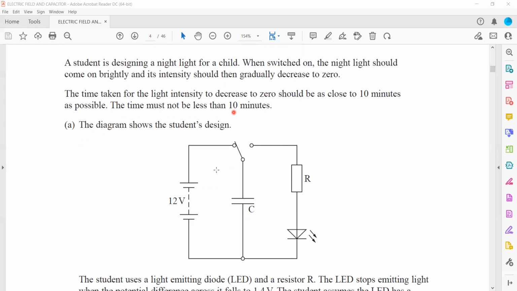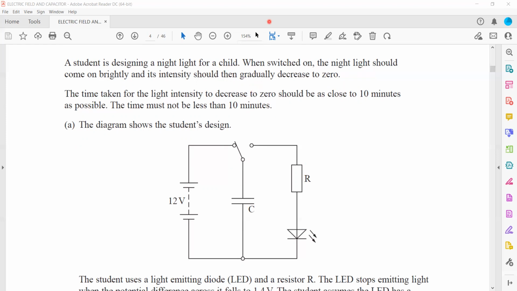The student connected a capacitor, a 12-volt battery, a discharge resistor, and a light emitting diode. The time taken for the light intensity to decrease to 0 should be close to 10 minutes. The student wants this to discharge in 10 minutes, and the time must not be less than 10 minutes. So it should not take less than 10 minutes.